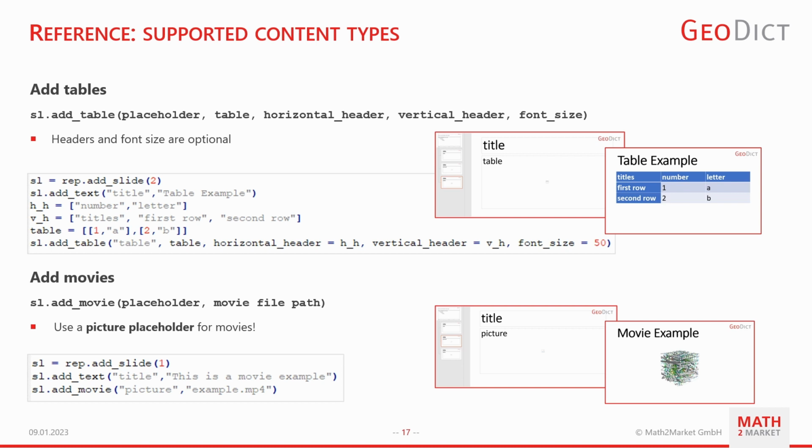Last but not least, you can also add movies. For example, movies that you have rendered from GeoDict. So, for example, if you render an MP4 video from GeoDict, afterwards you can go and say sl.add_movie and replace a placeholder by this MP4. In this case, this placeholder is called picture, because you can use any layout master which has a picture placeholder. You can replace that picture either by a picture or a movie. So in this case, just use one of the standard slides and replace the picture by this example.mp4.